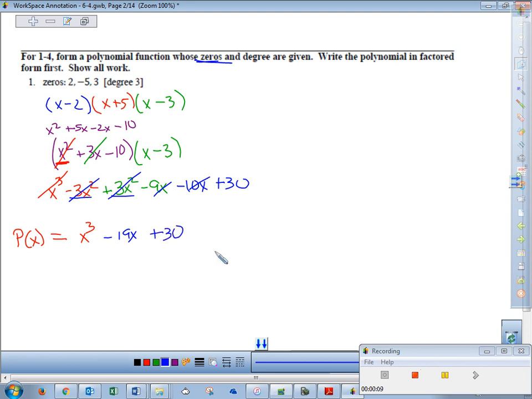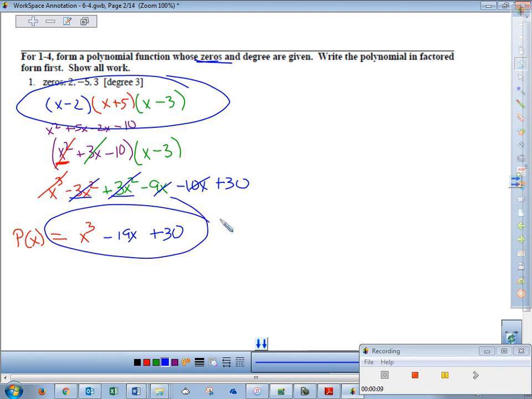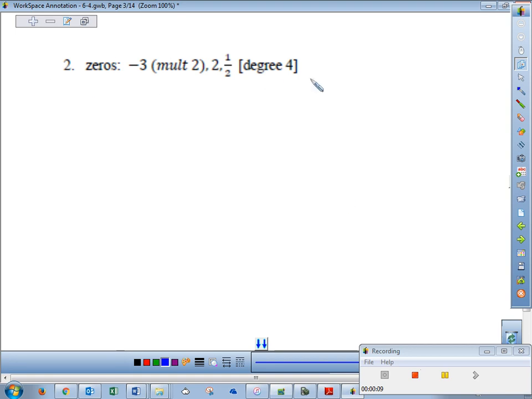If you really wanted to see if you are correct, you could punch this in your calculator to graph as y1. You could punch this in your calculator to graph as y2, and they better be the exact same thing if that's correct, right? So it's a way you could check if you really wanted to. Don't forget p of x at the end, because it's a polynomial, what they're asking for. Cool with that?